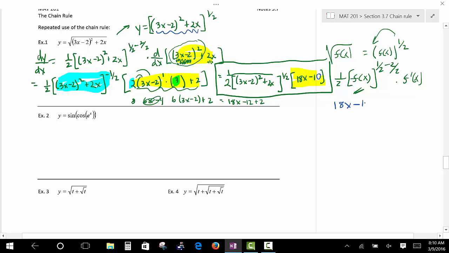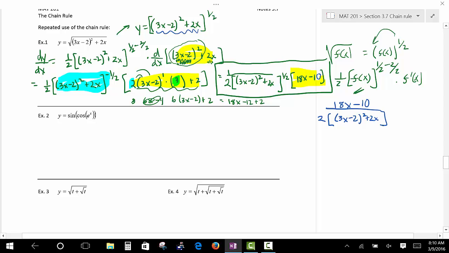Doesn't the 2 also cancel out? You could if you factored a 2 out of that, which is what I'm going to do. So I'm going to put that in the top. I just didn't write this very well because I'm running out of room here. So I got 2 times 3x minus 2 to the second plus 2x, like that. Okay? Does that look okay to everybody so far?